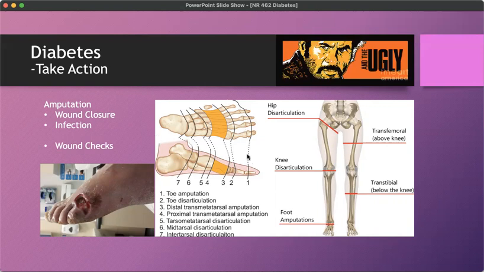As you can see for this foot, there are 7 different levels, all below the ankle, that we can amputate a patient's foot. And then we've got many more levels above the level of the ankle that can be amputated based on where the osteomyelitis has progressed to. But that's the main reason patients get amputated, because of the osteomyelitis.